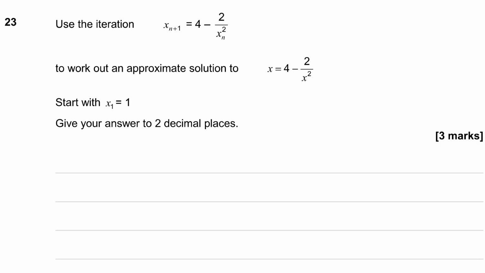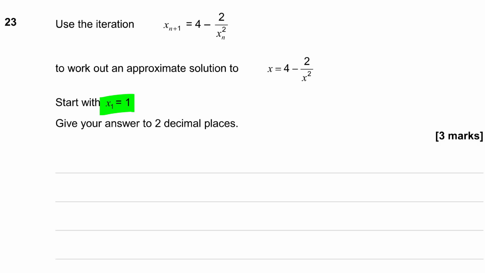Okay, we've got some iteration here then. So our next term in x, which is x(n+1), is equal to 4 minus 2 over our last term in x, xn, all squared. So to work out an approximate solution to x equals 4 minus 2 over x squared, we're going to start with x1 equal to 1 and feed that into this expression and then work through it. I'm going to have to keep going until our answer settles down into a consistent answer.